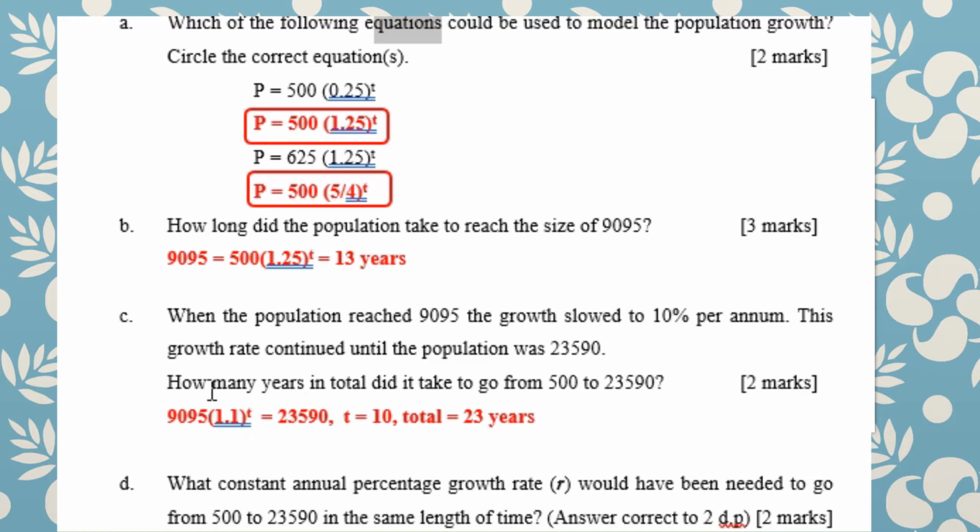Okay, so they ask you how many years in total. 10 plus 13 gives you 23 years.